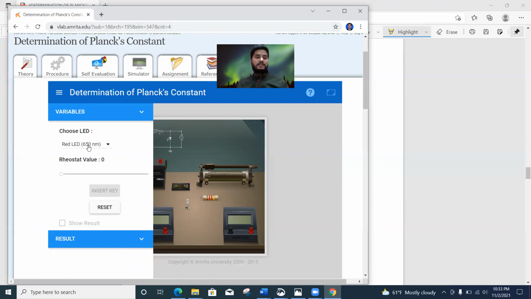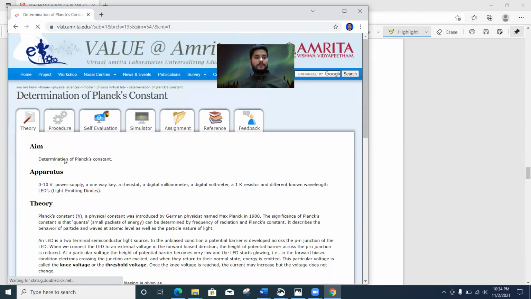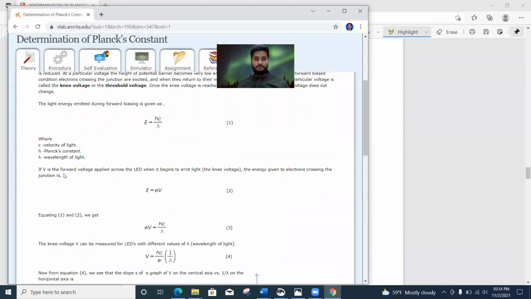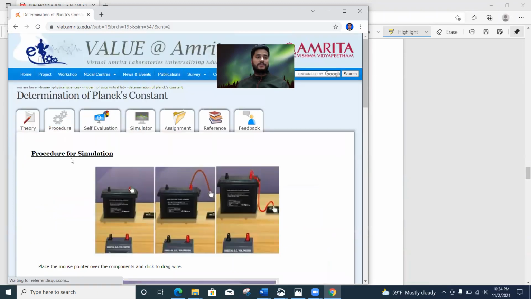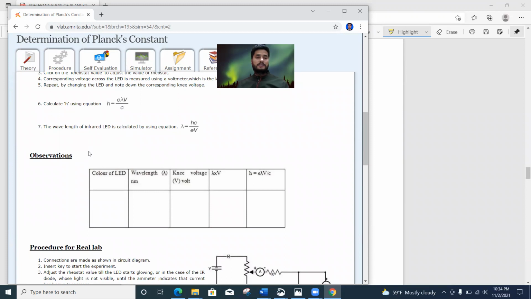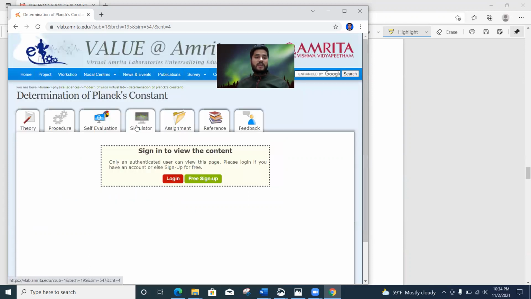Then we get this in our virtual lab. Now I'm going to do this virtual lab on the topic of determination of Planck's constant. We have been given the theory here. If we click there, we can find the determination of Planck's constant, apparatus required, theory, and also the procedure, how to connect and how we can do this virtual experiment. You can do this practical this way also. Now I enter into the simulator, and this also needs login.